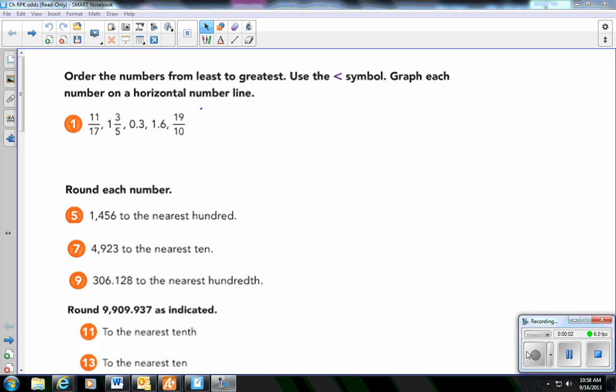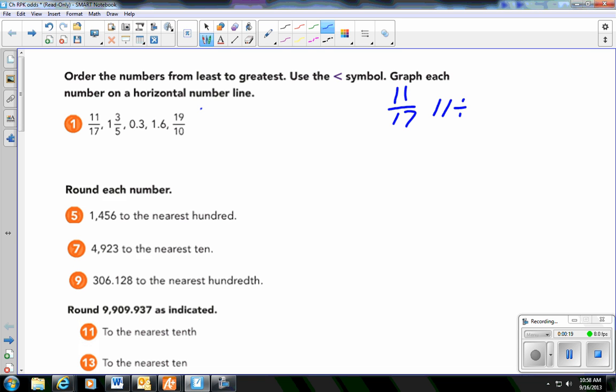This is Recall Prior Knowledge for Chapter 1, the answers to the odds. Number 1, they're asking us to put them in order from least to greatest and to graph them on a horizontal number line. So the first thing that we need to do is convert them all to decimals. So 11 over 17 means 11 divided by 17, top number divided by the bottom number, and we get 0.647, and it keeps going on forever.